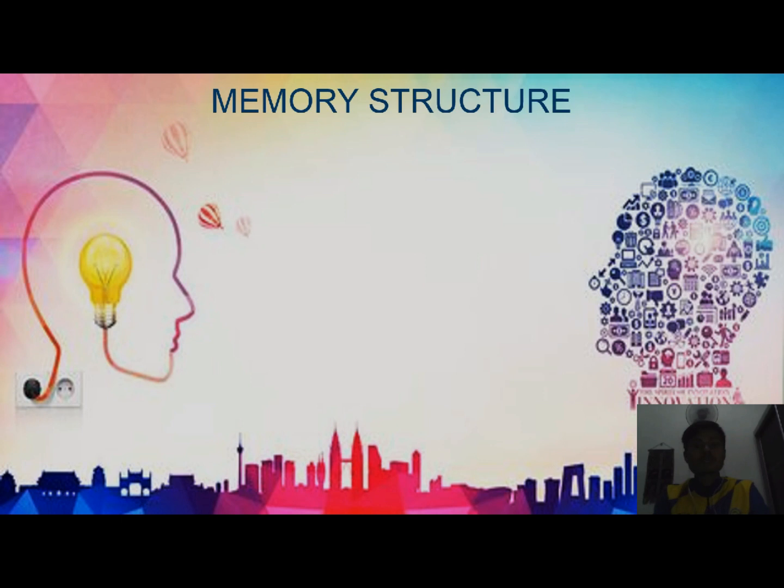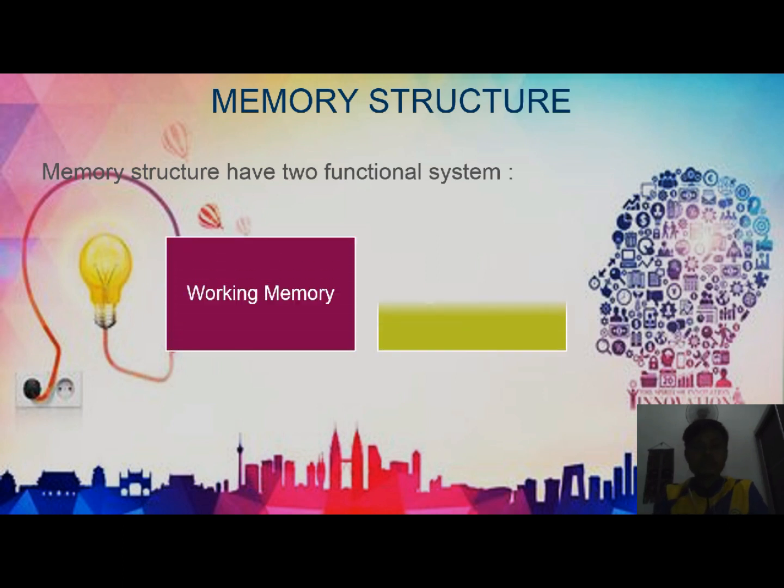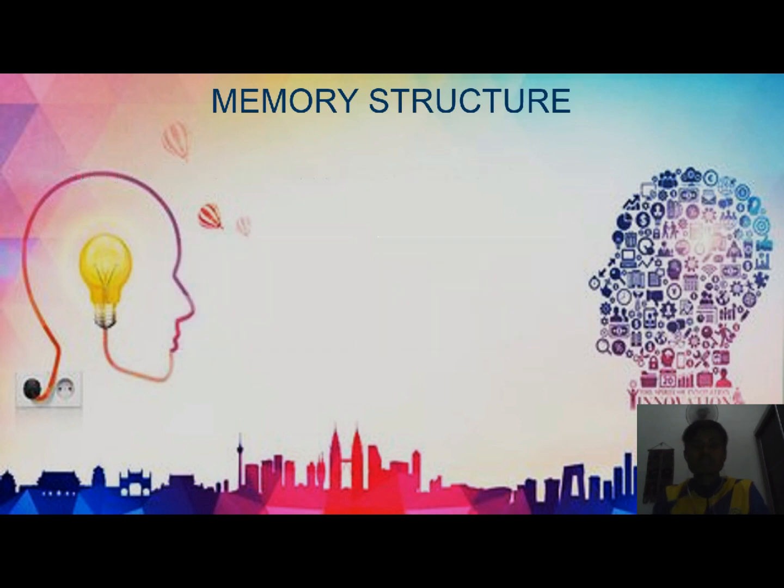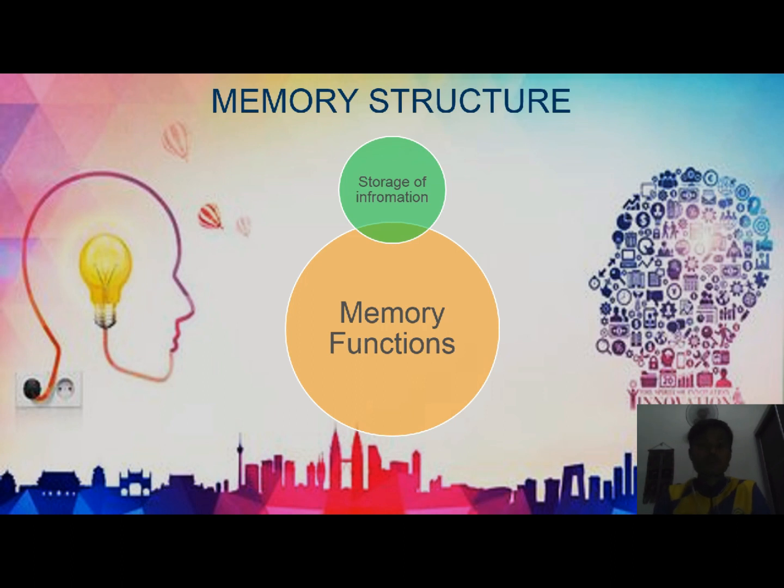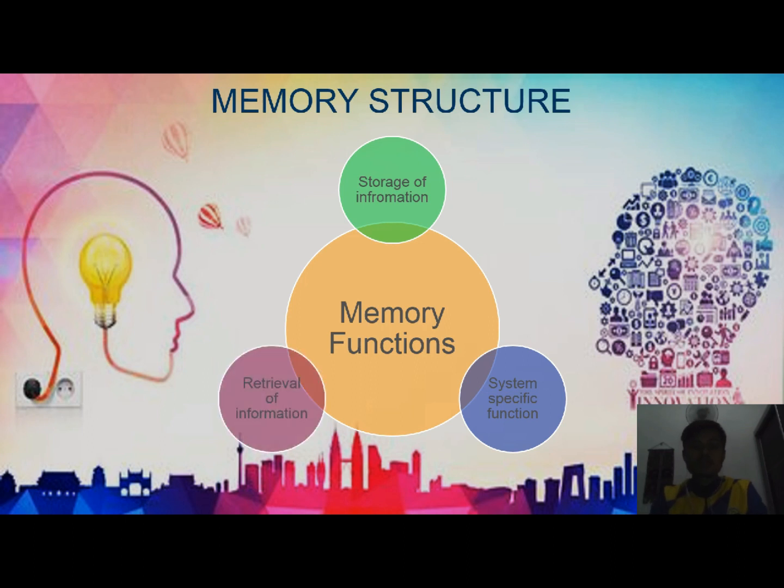Next, under the same subtopic of memory structure, you will know the two functional systems, which are the working memory and the long-term memory. I will explain more about those two in the next part. Okay, now we will go into the memory function. The first function of memory is the storage of information. Of course, the main function of memory is to store all the information that we have got. The second one is the system specific function. And the last one is the retrieval of information.